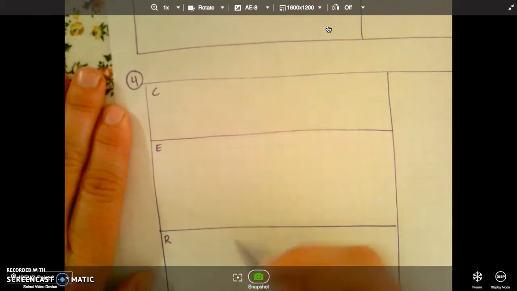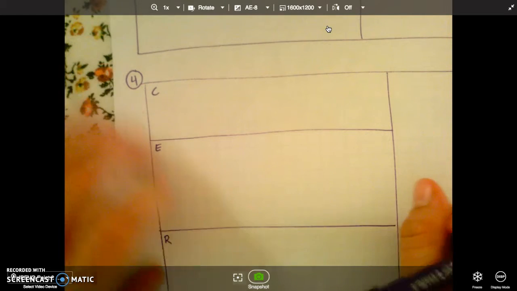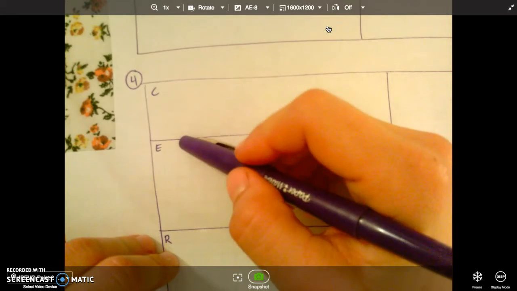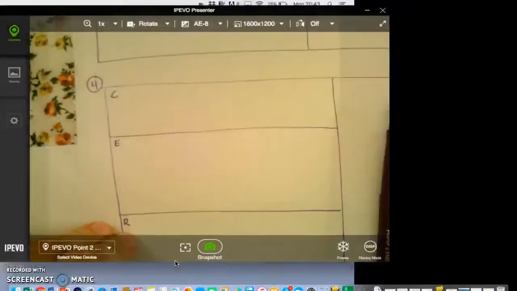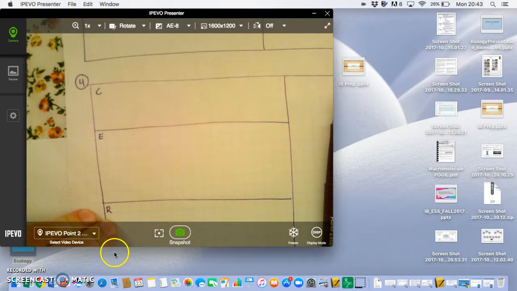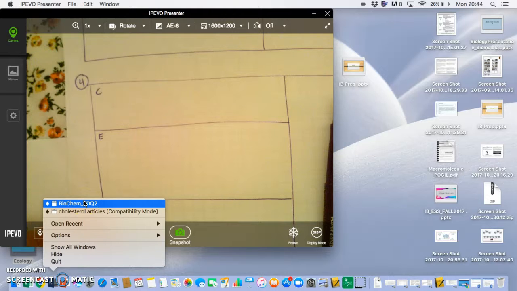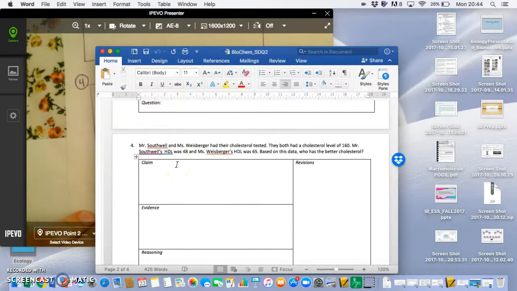Okay, question 4. So looking at question 4, we have our claim, we have our evidence, we've got our reasoning. So let's start with our evidence, as usual. This one describes, oh my goodness, I don't have it to read. It describes 2 people's cholesterol, my cholesterol and Mr. Southwell's cholesterol. So I'm going to pause and make sure I can read that out. Let me see if I can find it here real quick. I'm looking at my computer, and I know you're just staring at the sheet of paper next to me, but that's okay.